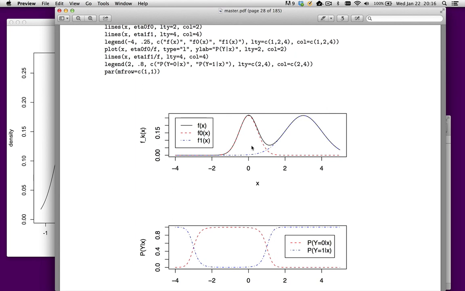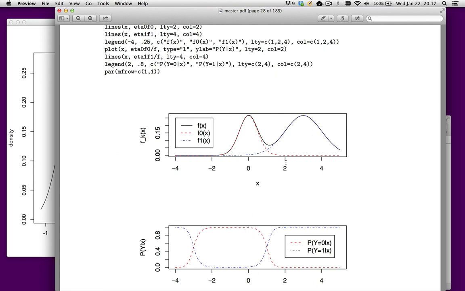Now, the basic idea is we want to assign an observation to the blue distribution whenever the posterior probability is higher. So I've graphed the posterior probabilities directly underneath it. And what you'll see is that for values greater than about 1 or so, we're going to assign it to the blue distribution, because that's the posterior probability of being from the blue distribution. For values less than 1, it's going to get assigned to the red distribution.